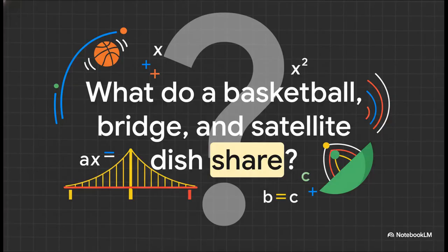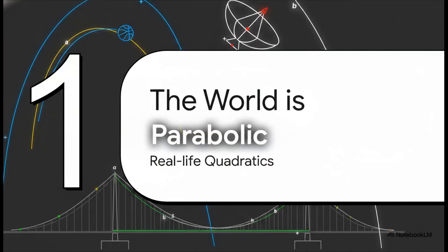A basketball arcing towards the hoop, a massive suspension bridge, a satellite dish. I mean, at first glance, they have nothing in common, right? One's sports, one's engineering, one's communication. But what if I told you they're all connected by the exact same mathematical idea? Stick with me here, because the answer is actually pretty cool. The big secret? It's the parabola.